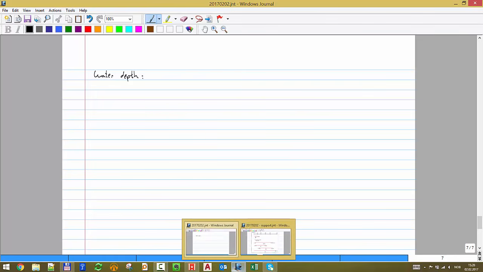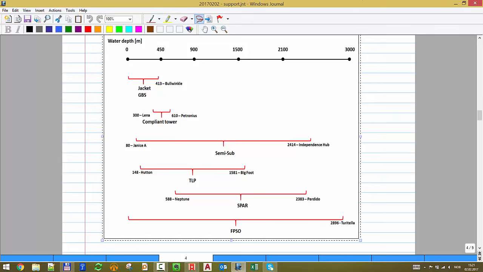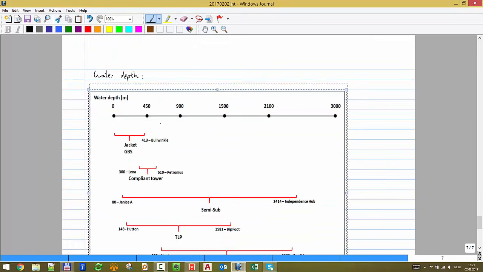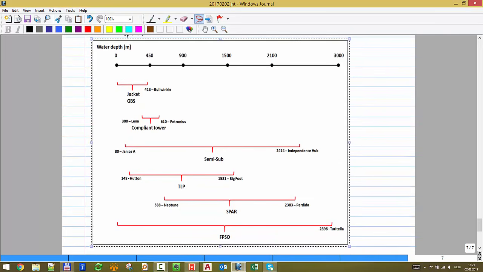So first, water depth. Of course, you can already see a jacket, we can make it only of certain length. If we want to go 3 kilometers, that's not physical. So for that, let's look at the chart that shows the maximum and minimum water depth of the offshore structures installed, just to see where we are. You see, for example, that for jacket and gravity-based structures, the longest is 413 meters, Bullwinkle. I think this is in the UK. No, that's in the Gulf.